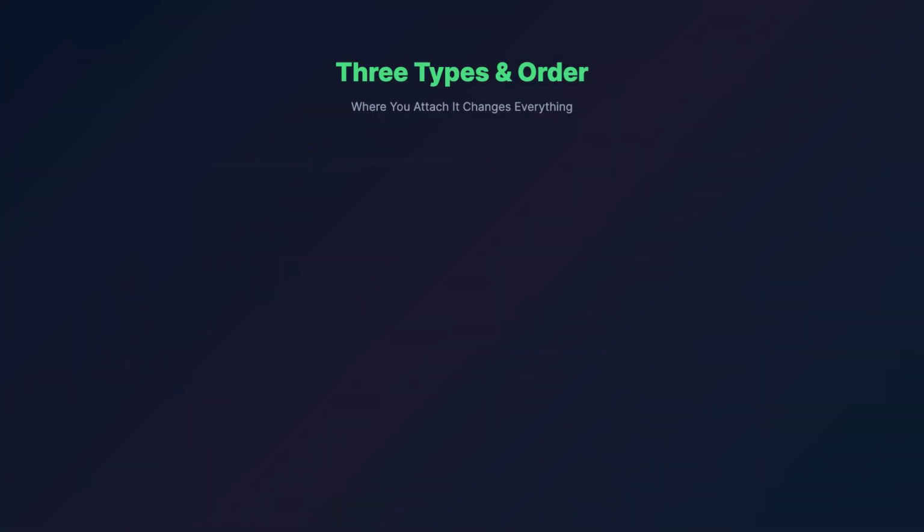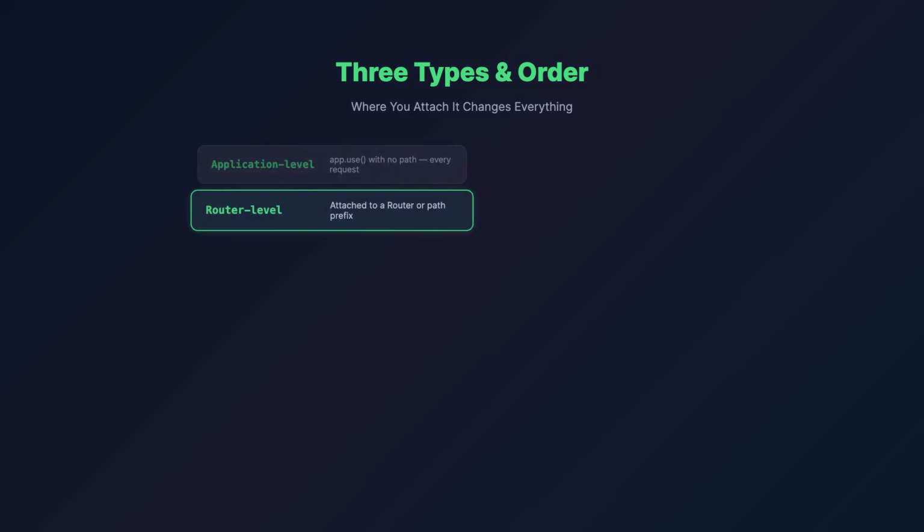There are three kinds of middleware defined by where you attach them. Application level middleware runs on every request. You register it with app.use with no path, and it applies globally. Logging and security headers belong here. Router level middleware is the same idea, but attached to a specific router or path. app.use /api/admin, checkAuth. Now only admin routes run that check.